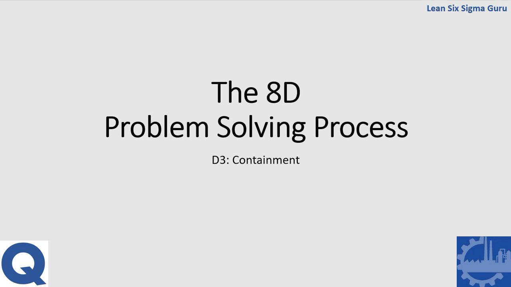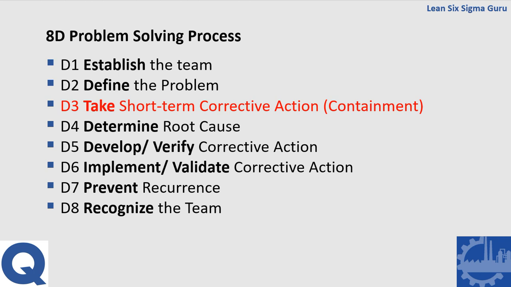This short video covers the 8D problem-solving process and gives a specific short introduction overview to the third step in that process, which we call D3 or Discipline 3, Containment. In the 8D problem-solving process, we have 8 distinct steps or disciplines. They run 1 through 8 and must be followed in sequence.